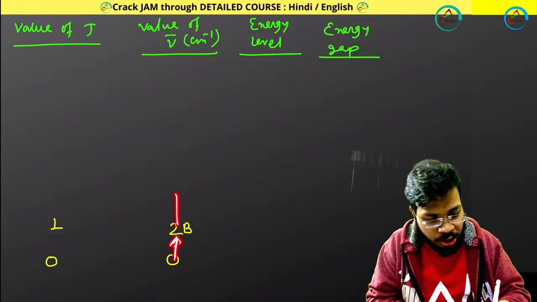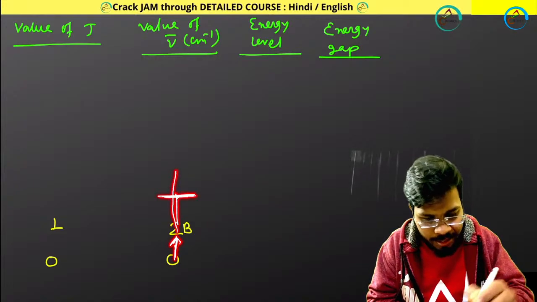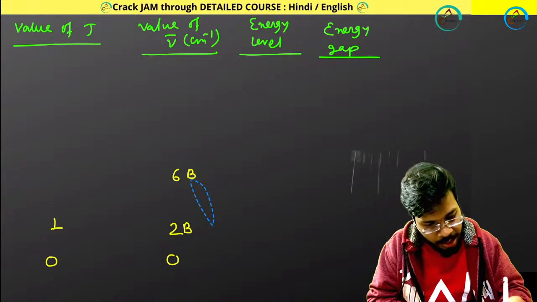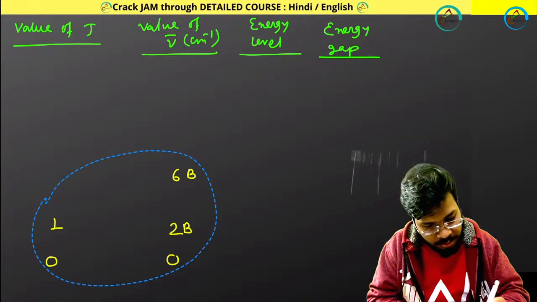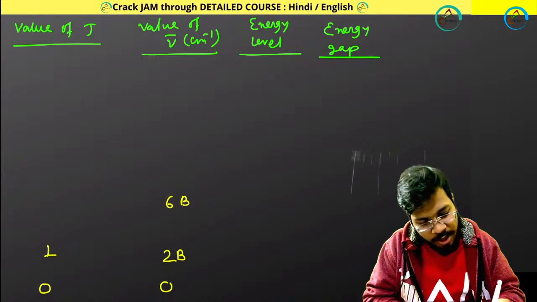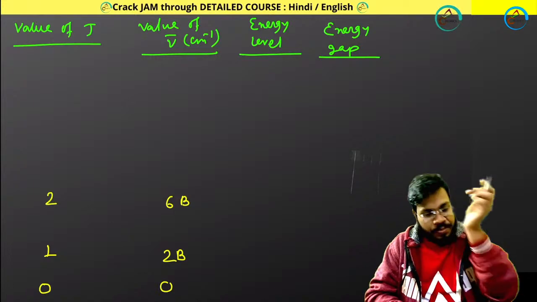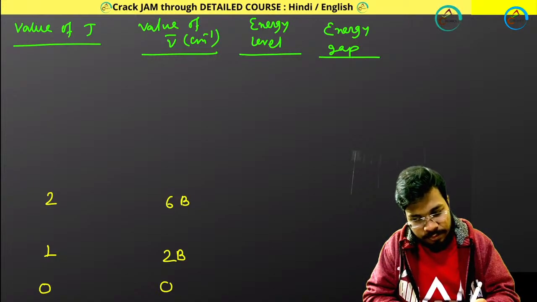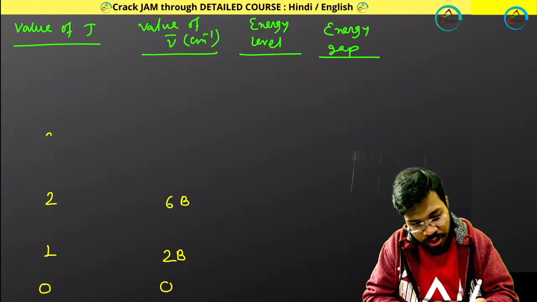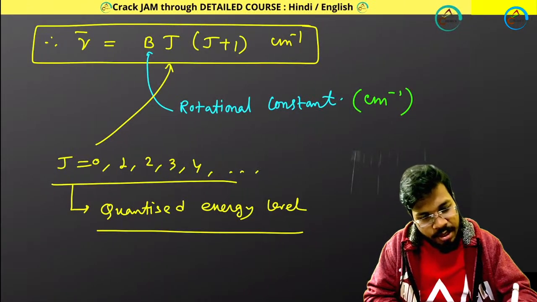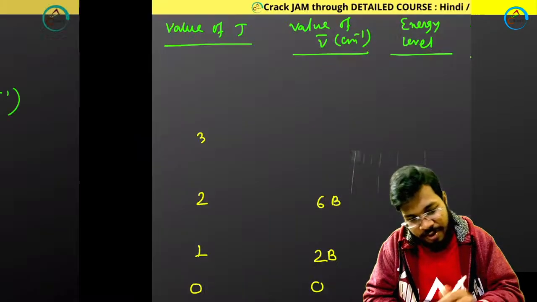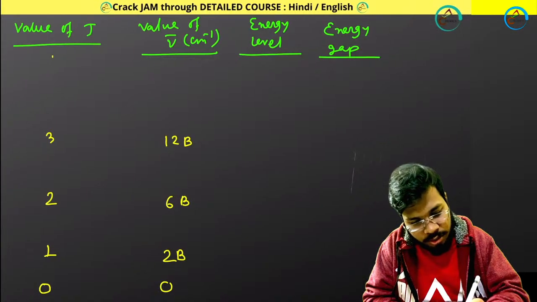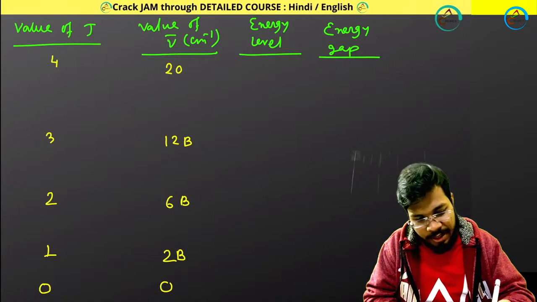So 2b to 6b will not have this same gap, it will be a bigger gap, right? Because of that I am writing 6b over here and giving more gap for j equals 2. Similarly, if I put j equals 3, my gap will be more. So 3 plus 1, 4, times 3, 12b. Then if I put 4, my value will be further more, and my value will be 20b.